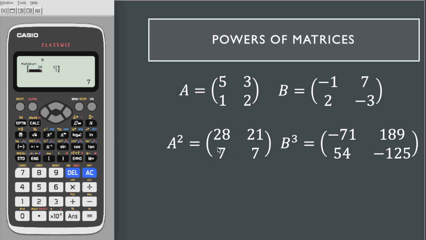We've got a 7 here, and the last entry is also a 7, so that works. What if we want to raise a matrix to the third power? Well, we can do that here. Here we've got the matrix B, and here I've got B cubed.